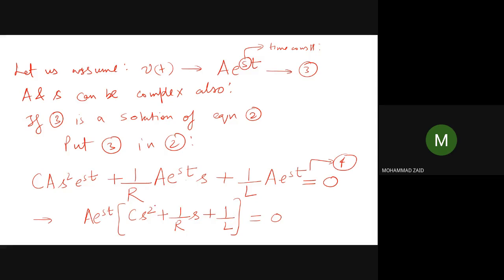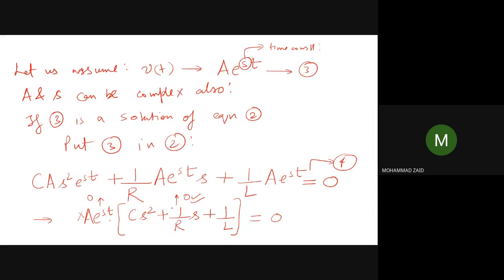A can also be complex. C, R, and L are constant values of capacitor, resistor, and inductor. Now, if two things multiplied together are 0, that means either one of them can be 0. Okay. This cannot be 0 because this is what we are finding out. If this is 0, then we cannot get anything. So actually this is 0.